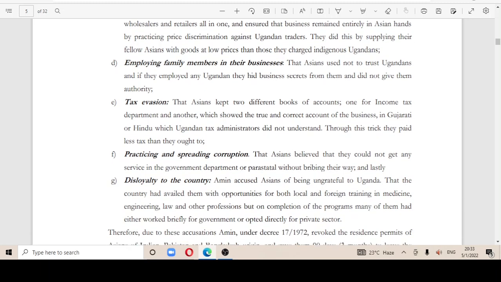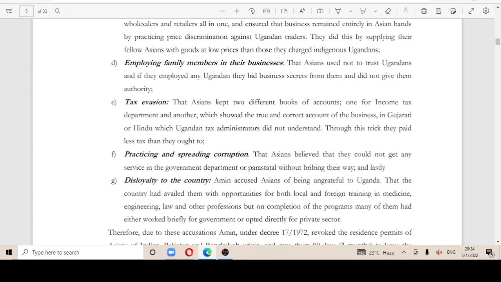So it says they carried out tax evasion, which made the economy lose its income, and he says they kept two different books of accounts, one for income taxes for the income tax department and another which showed the true and correct account of the business, but it was in Hindi, which Ugandan tax administrators did not understand. So through this, he says the Asians used this as a trick, and they used to pay less tax.